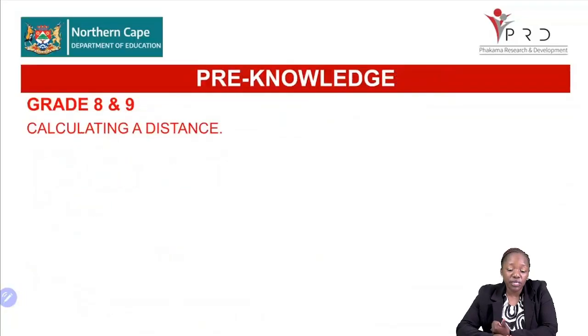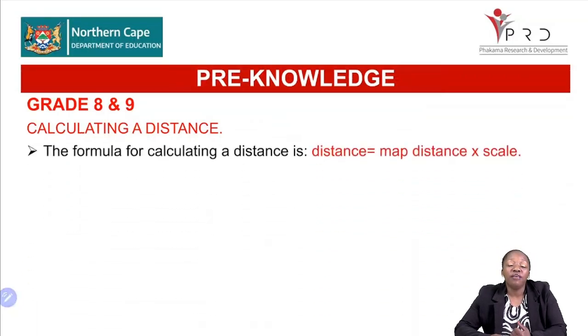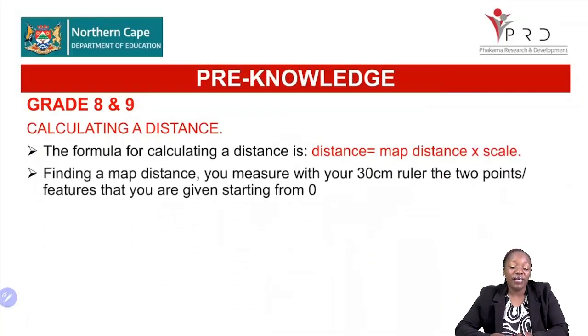So, taking you back to our pre-knowledge baseline, in grade 8 and 9, we have learned about calculating a distance. So the first thing that we have learned in grade 8 and 9 is the formula. We said the formula of calculating a distance, its distance is equal to map distance times scale. And then secondly, you have learned that finding a map distance, you measure with your 30 centimeter ruler with the 2 points or the pictures that you are given.